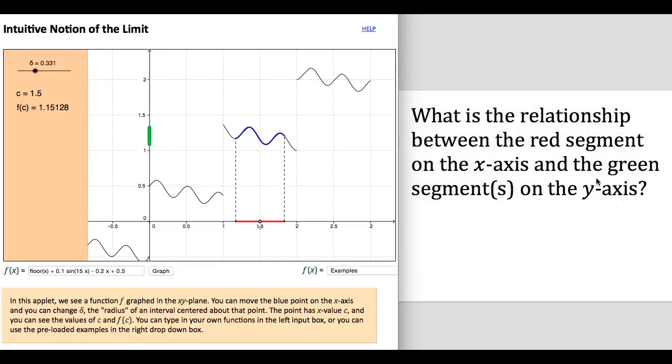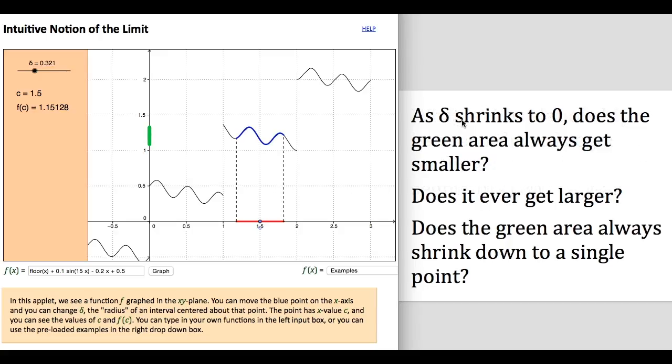So what's the relationship between the red segment on the x-axis and the green segment on the y-axis? We talked about that. It seems casually that as I make delta bigger, green seems to be getting bigger. As I make delta smaller, green seems to be getting smaller. But a few things of note is that it's not necessarily the largest point on the red interval that produces the highest point on the green. As we can see here, the highest point on the green is because of this maximum point right here, not the highest point on the red. It's the maximum range within this interval on the domain.